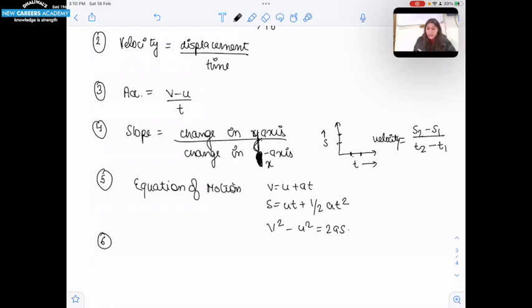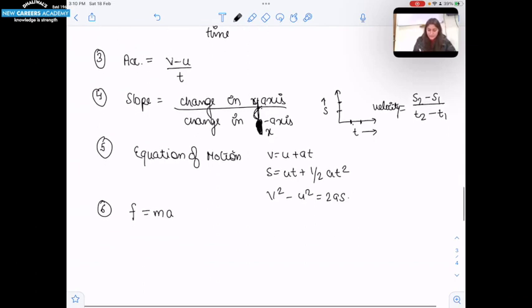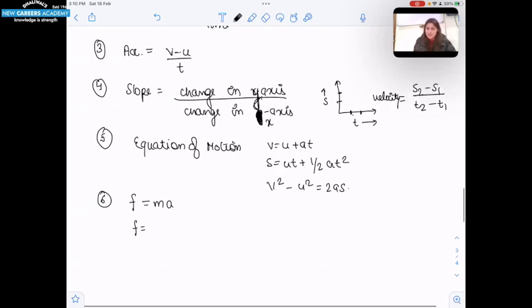Now formulas of laws of motion chapter. So we have 6th formula. This is derived from Newton's second law of motion. Force is equal to mass into acceleration. If we expand acceleration here, this formula becomes mv minus mu by t.